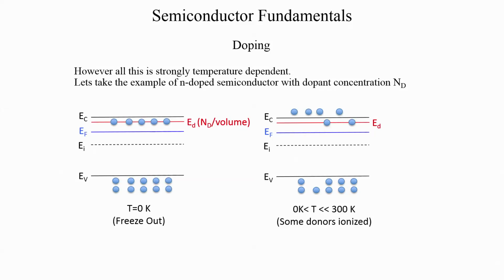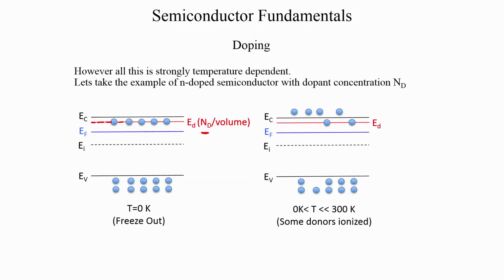Now what we will do is look at the temperature dependence of doping. First, let us take an n type semiconductor again. We have added these donor dopants, right. So we have populated the semiconductor with Nd per unit volume donor dopants.